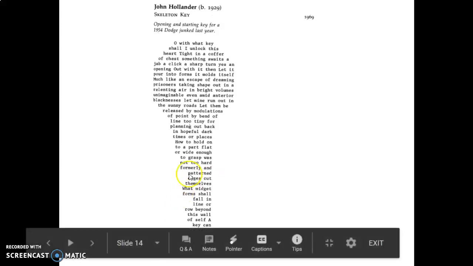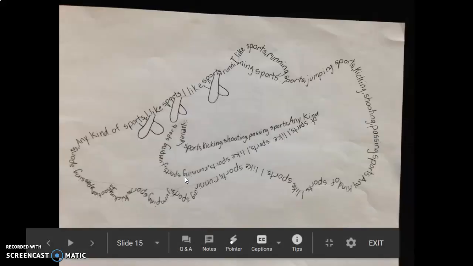Here's another one by Hollander called The Key, Skeleton Key. Oh, with what key shall I unlock this heart? Tight in a coffer of chest. Something awaits, a jab, a click, a sharp turn. So again, you can see how they're also using some of this white space here to create the image.